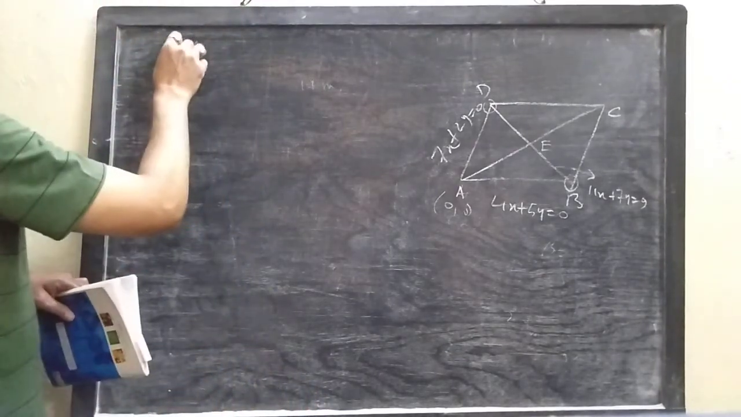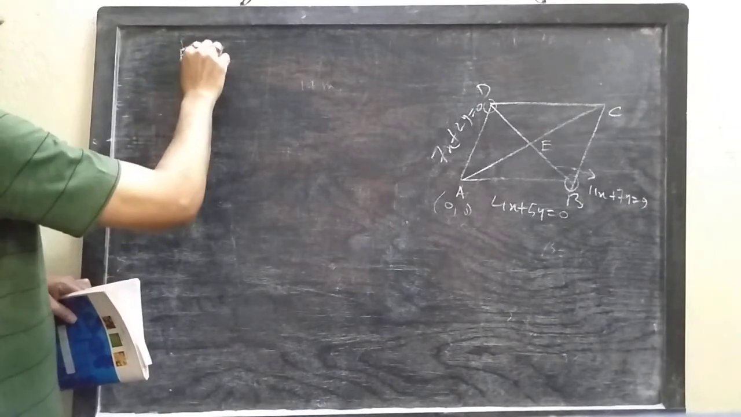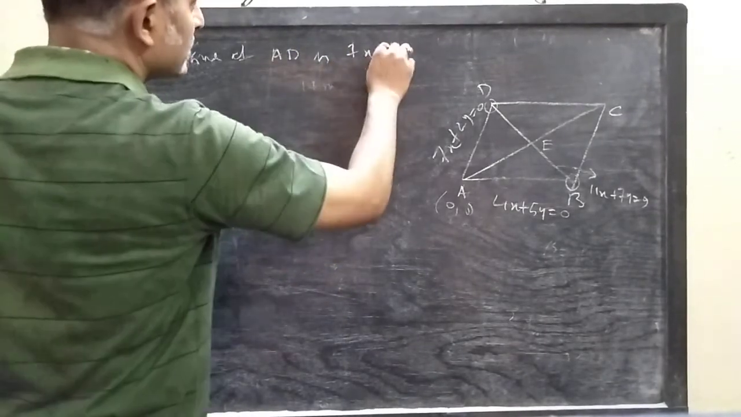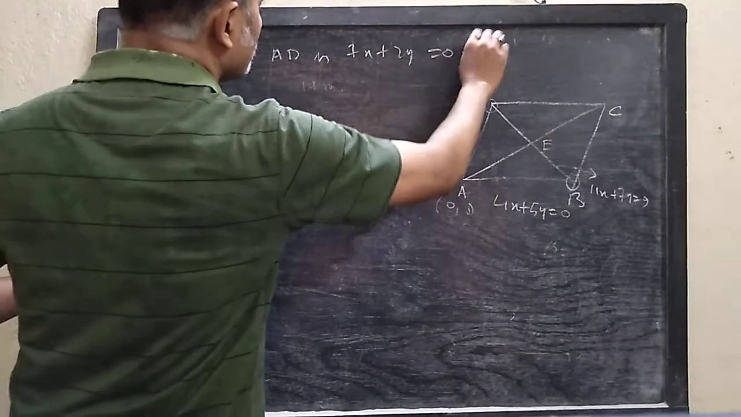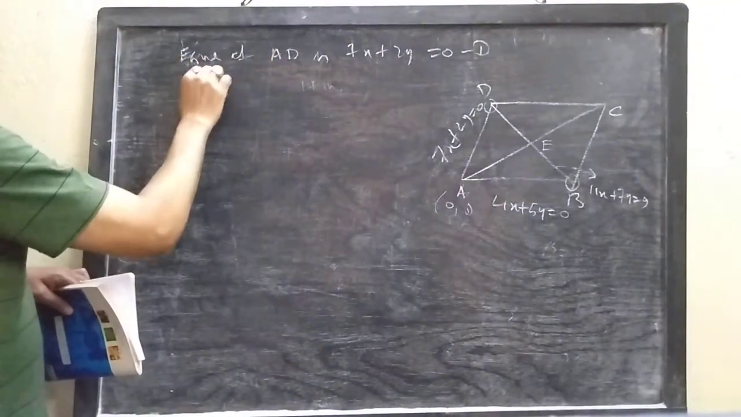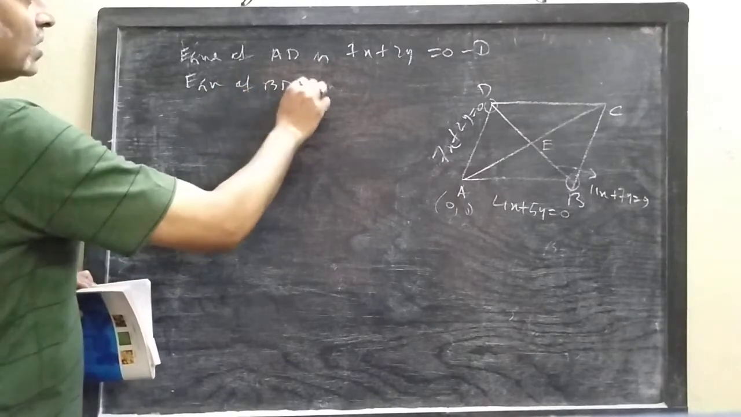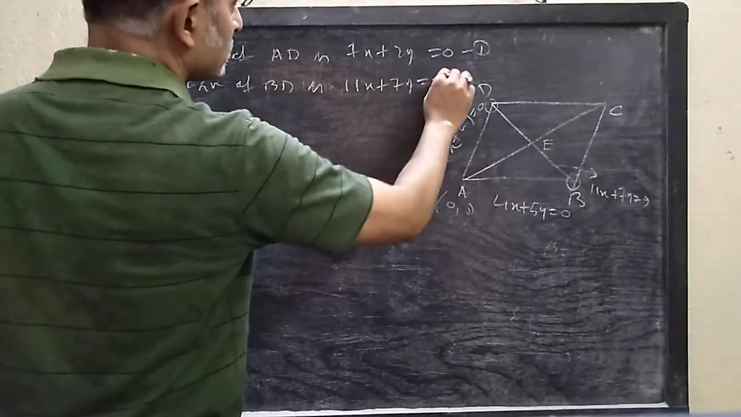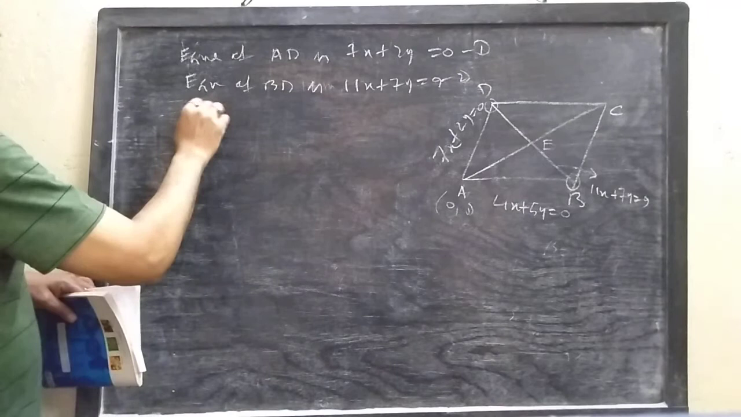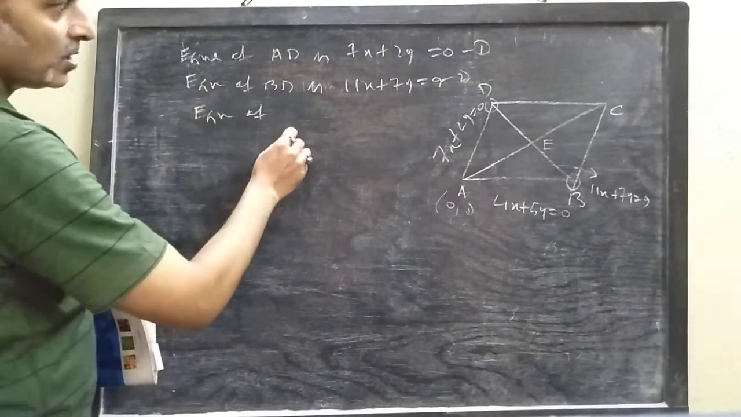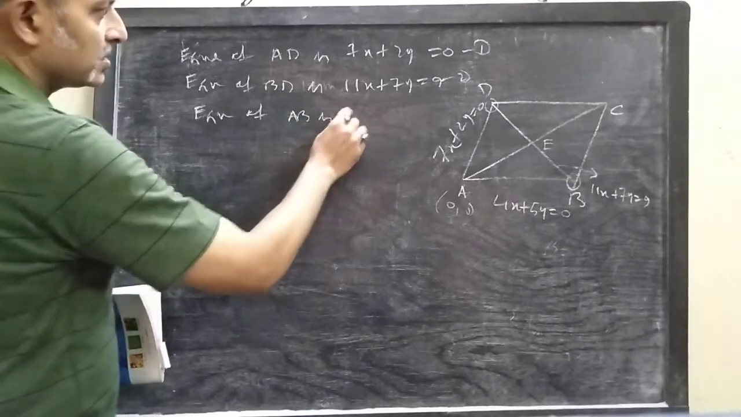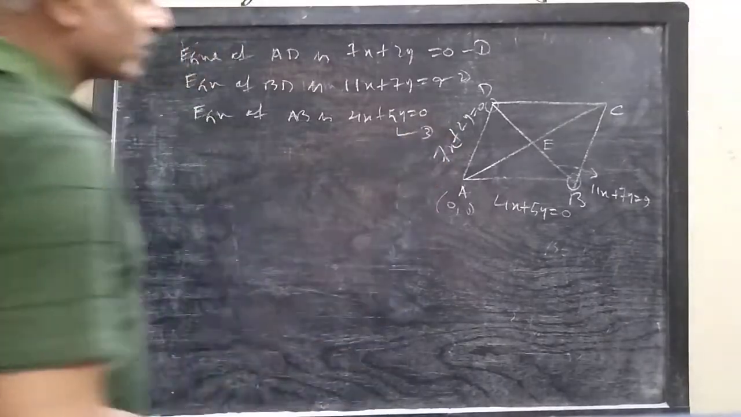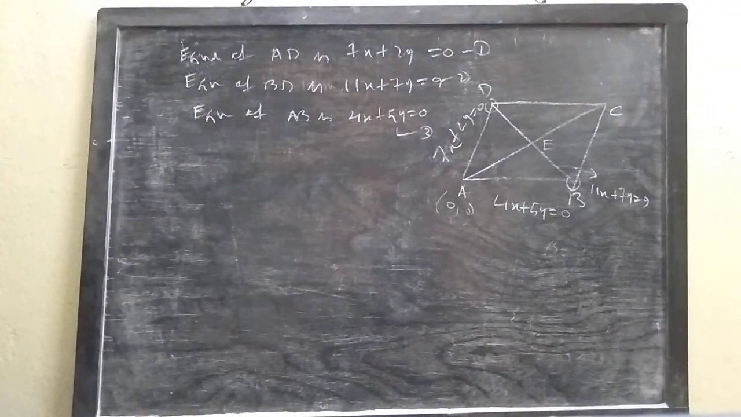write down. Let now the equation of AD be 7x plus 2y equals 0. This is number 1. Equation of BD is 11x plus 7y equals 9. This is number 2. Equation of AB is 4x plus 5y equals 0. This is number 3. Now solving 1 and 2.